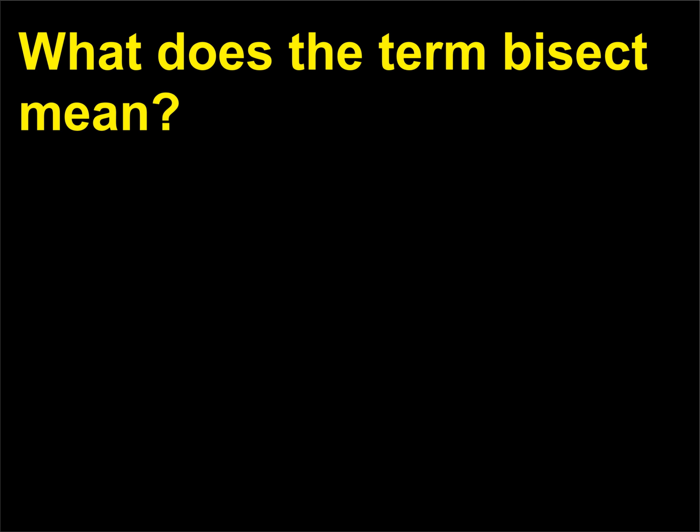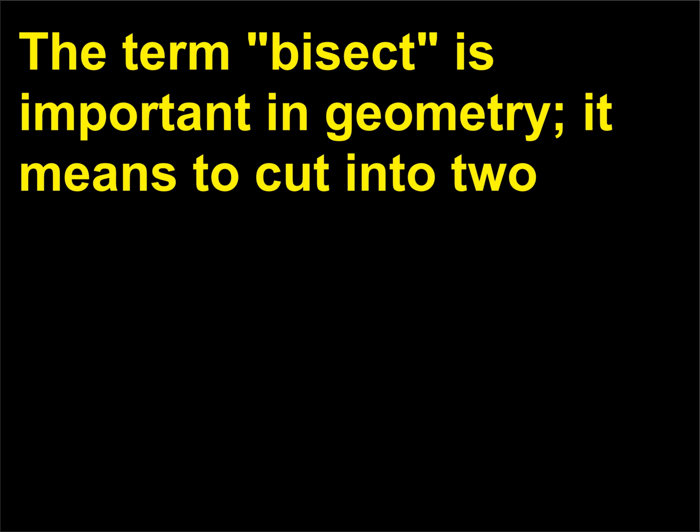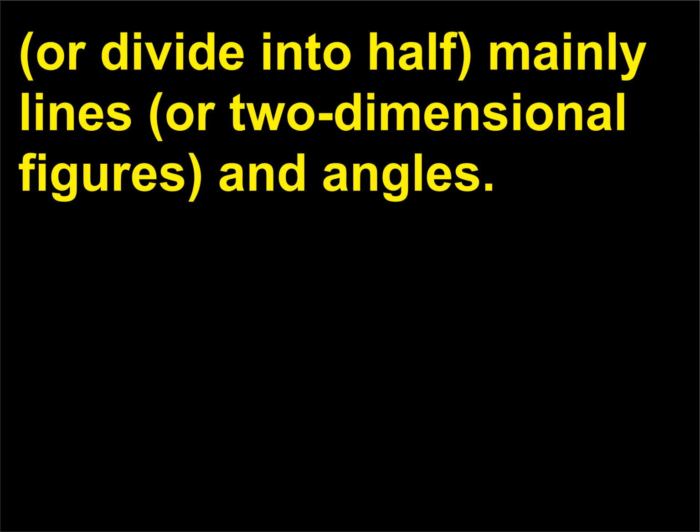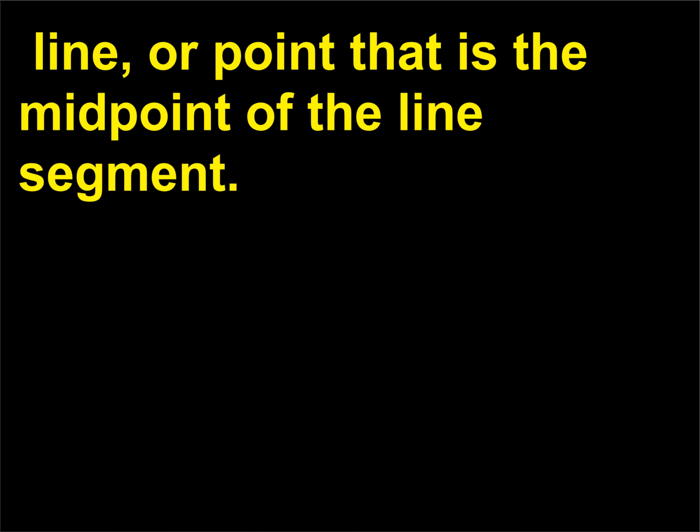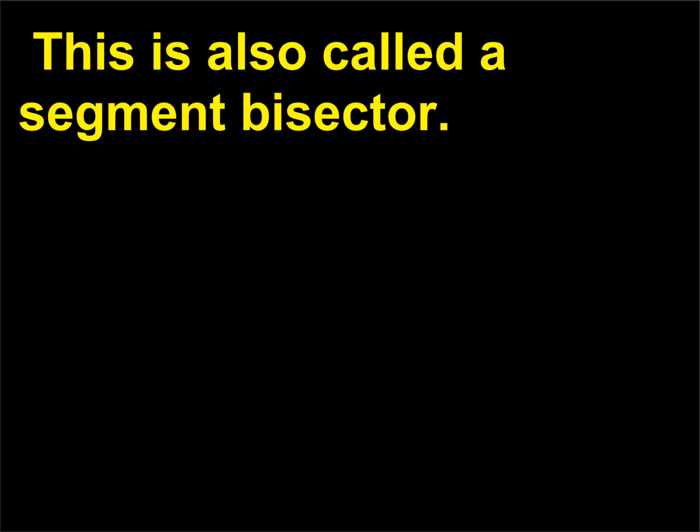What does the term bisect mean? The term bisect is important in geometry. It means to cut into two or divide into half, mainly lines, two-dimensional figures, and angles. To compare, a bisected line segment means finding the plane, line, or point that is the midpoint of the line segment. This is also called a segment bisector.